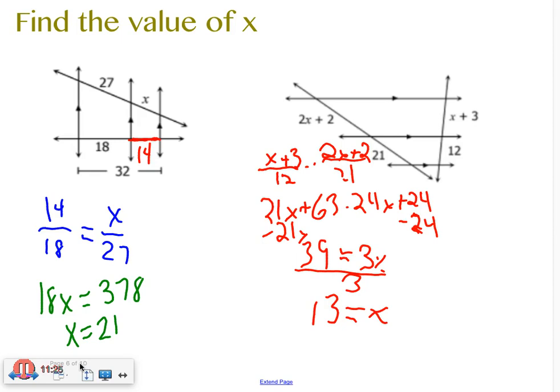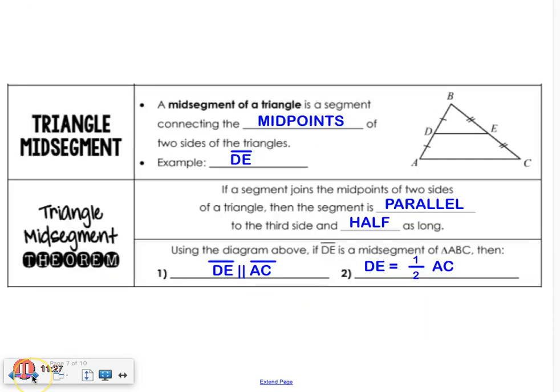Okay, one last definition, folks. It is the mid-segment of a triangle, and it's just like the mid-segment of a trapezoid. It is the segment that connects the two midpoints of opposite sides of your triangle. So our example in this picture here would be DE, is our mid-segment.